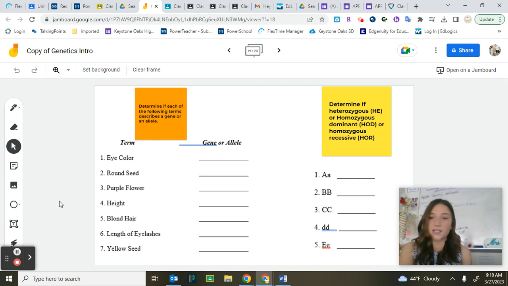All right, guys, this is a rundown on how to do slide 19 and 20 on your genetics Jamboard. If you look at the left side of this slide, I'm asking you, the term that I gave you, is that a gene or is that an allele?